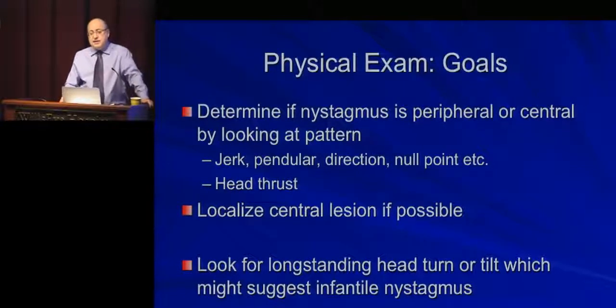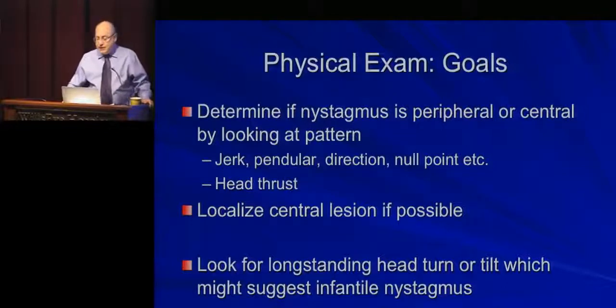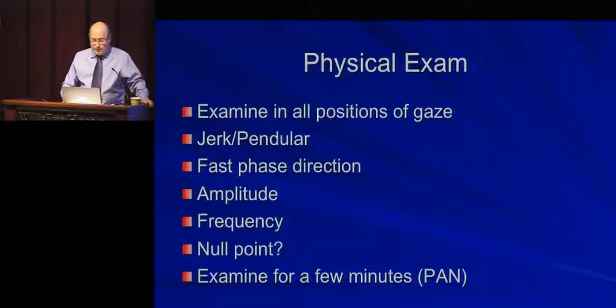And if you find that it's central, you want to try to look at the form of nystagmus and say it localizes here. You want to look for long-standing head turns or head tilts, which might suggest congenital nystagmus. And you want to assess afferent function because often nystagmus is associated with afferent disease.